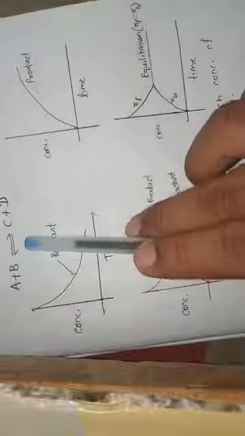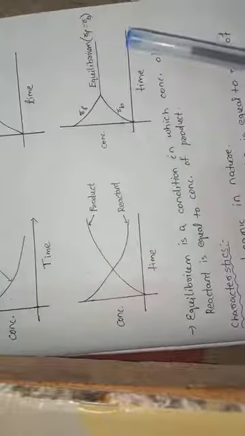What is the definition of equilibrium? Equilibrium is a condition in which the concentration of reactant is equal to the concentration of product. The concentration of reactant, that is A and B, is equal to the concentration of C and D. The concentration of reactant is equal to the concentration of product.